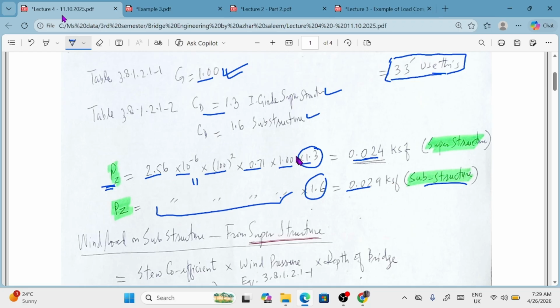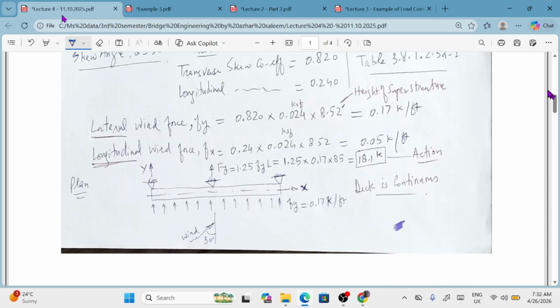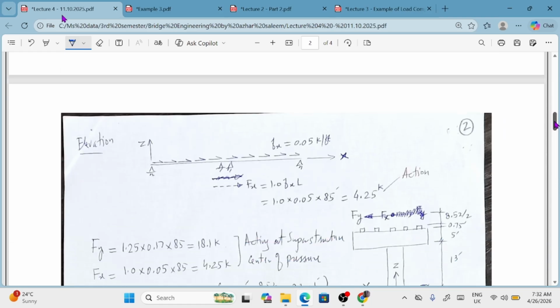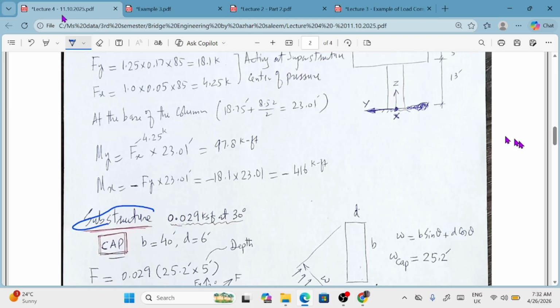The CD values are different for the substructure and superstructure, therefore the pressure will be different. So now we calculate wind load on the substructure from the superstructure. There is a trick. The wind load applied on the substructure has two parts: one due to the superstructure, which is this, and the other is the wind load directly applied on the substructure, which is this.